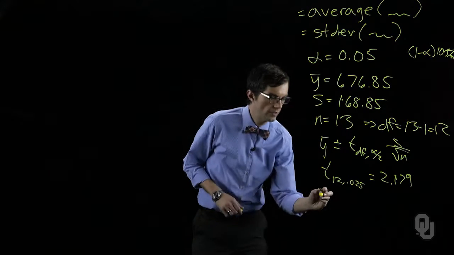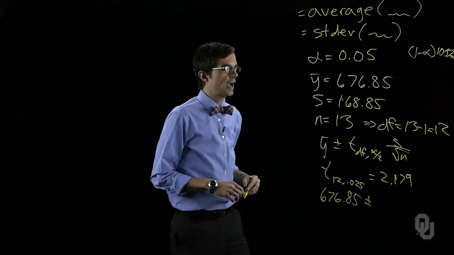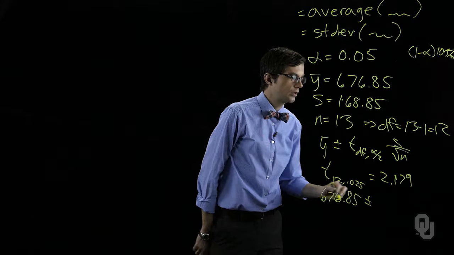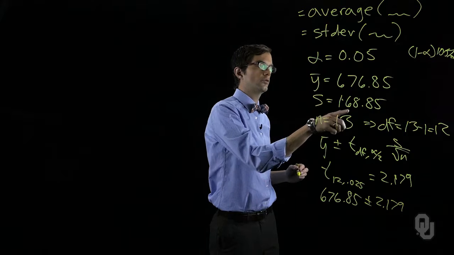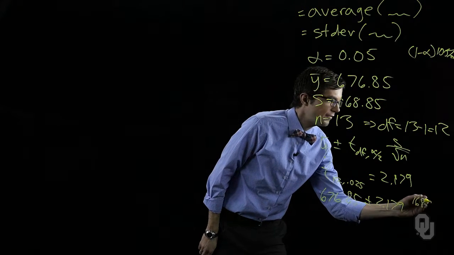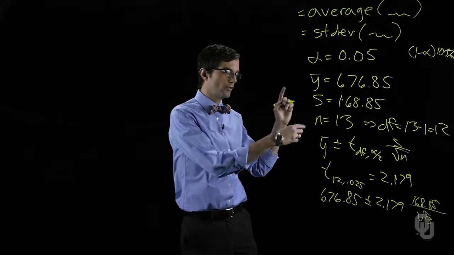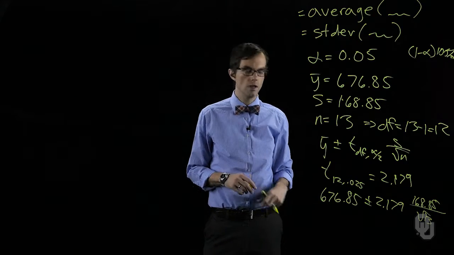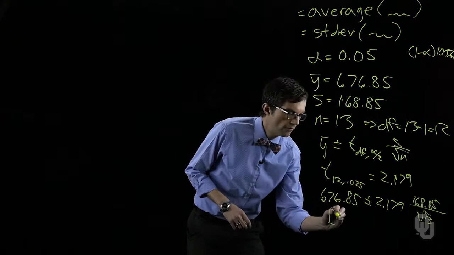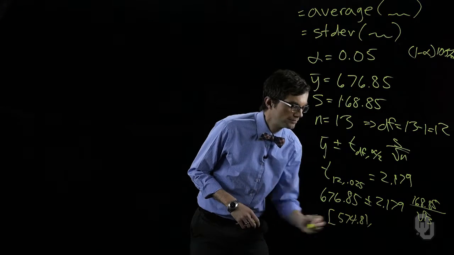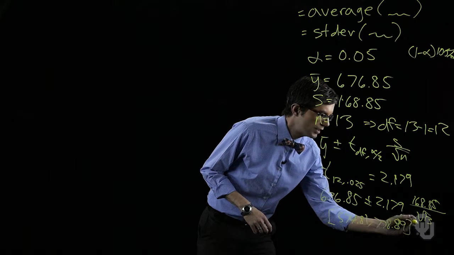So now we've got everything that we need to calculate this confidence interval. We've got y bar, that's 676.85. We add to that and subtract from that t, 2.179, times s, which we have here, 168.85, divided by root n, root 13. And this is just arithmetic. This is very straightforward to do from here. If we work this out, we should get a lower bound of 574.81 and an upper bound of 778.89 kilonewtons.